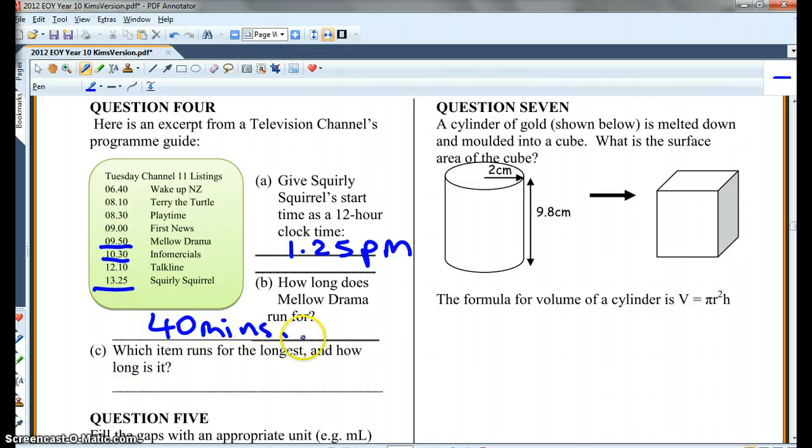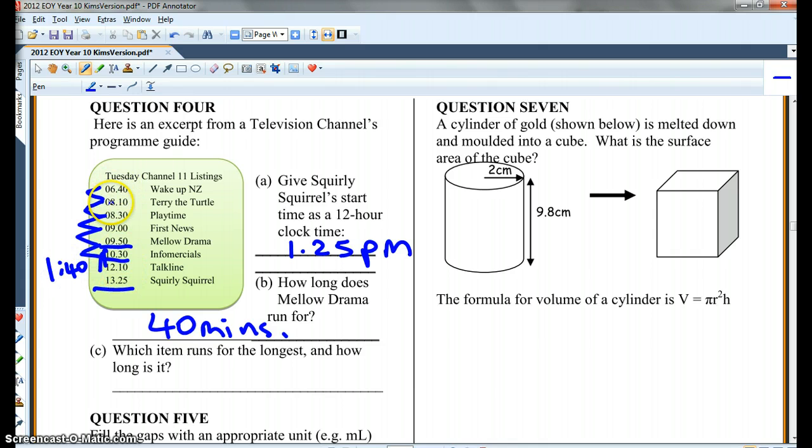Which item runs the longest and how long is it? So we're going to have to try and scan for the difference. What's the difference between here and here? 6:40 to 8:40, less than 2 hours. That's less than half an hour. That's about half an hour. That's 15 minutes. That's 40 minutes. 10:30. That's quite a wee long time there, and then that one's over an hour. So between 10:30 to 11:30 is an hour, so that's 1 hour 40.